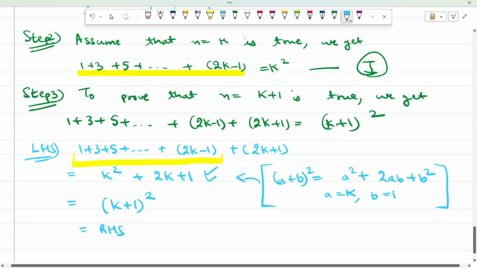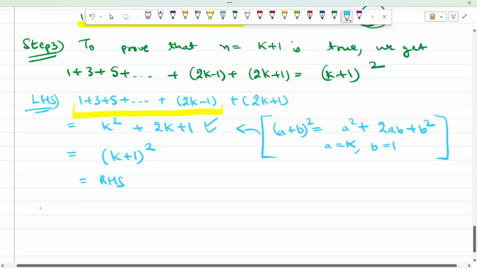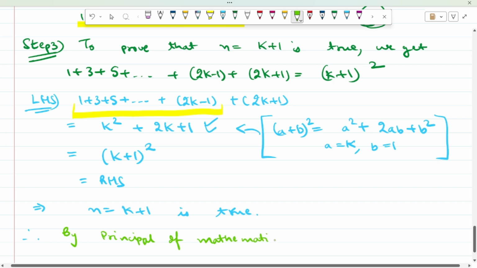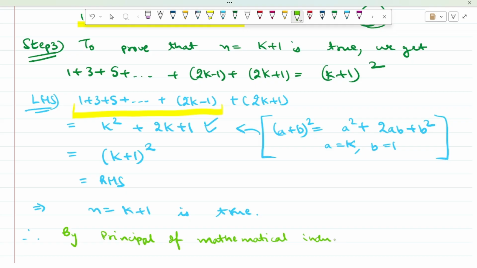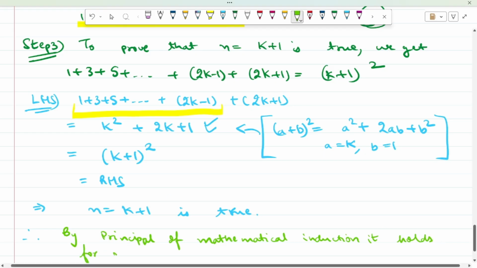So what we're going to say now is that this gives me n is equal to k plus 1 is true. And since k is any natural number, therefore by the principle of mathematical induction, it holds for all natural numbers.